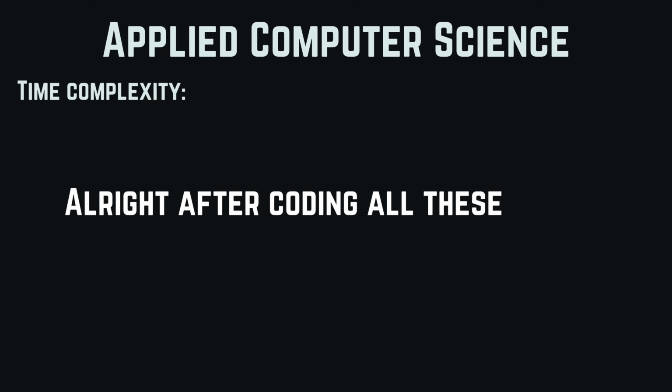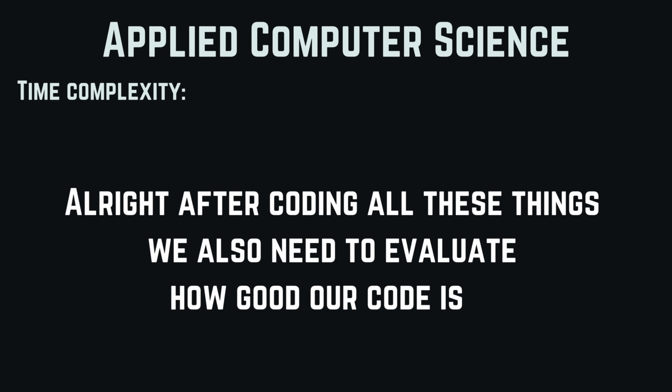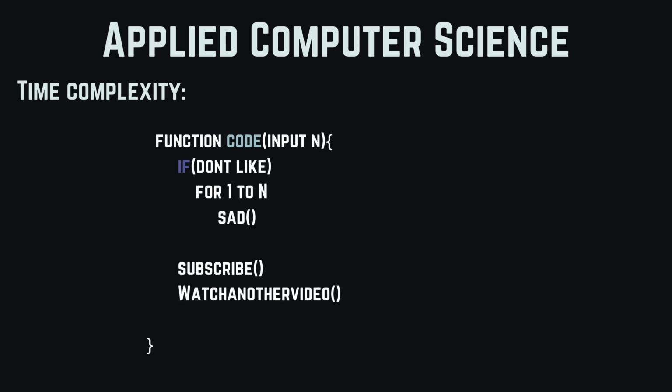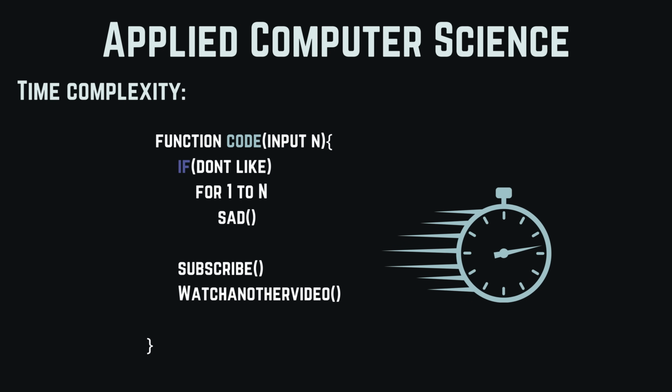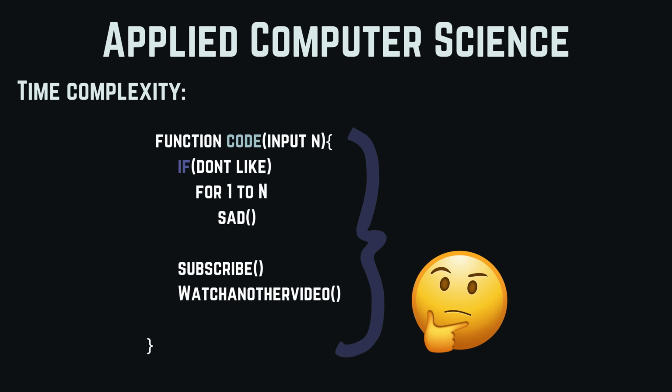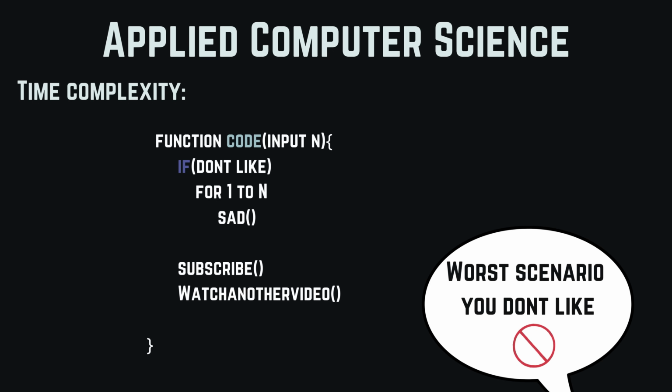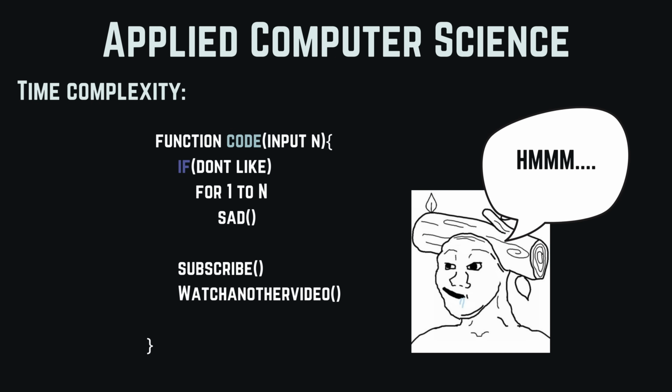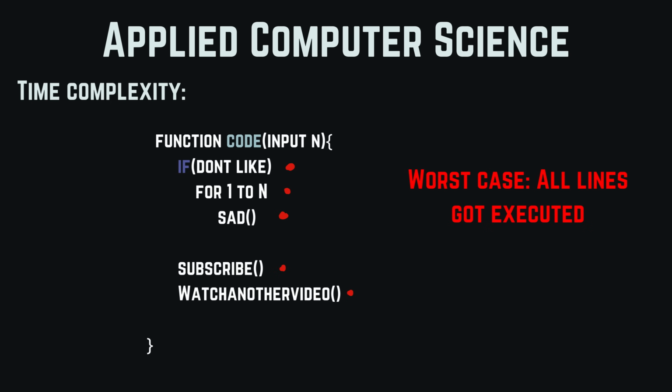Alright, after coding all these things, we also need to evaluate how good our code is by figuring out how fast our code is running. We figure it out by looking at the structure of the code and thinking of the worst possible scenario that can happen. After that, we analyze the code and figure out how many times the lines in the code get executed in the worst case.